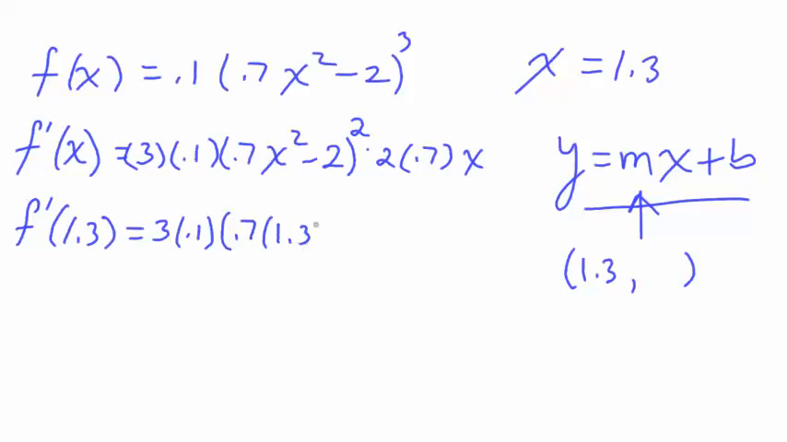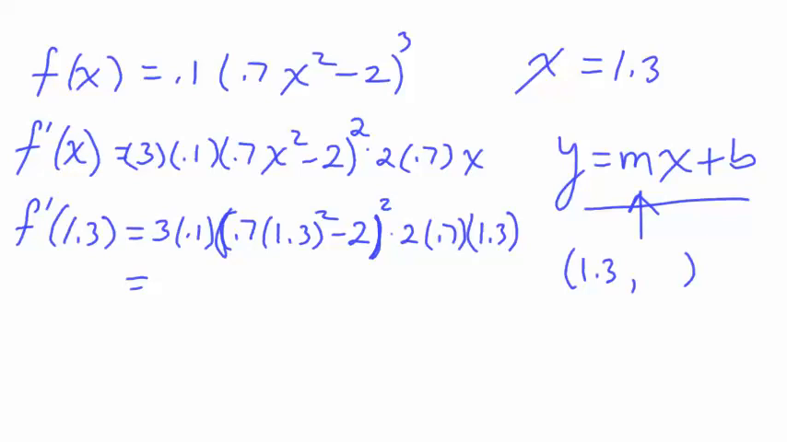What do we got? 1.3 squared minus 2. All of this is in parentheses, want to keep that in mind. That's squared. And then we got 2 times 0.7, and then our x is 1.3. Let's plug all that in, and let's go out. Since our final answer is going to be rounded, we're rounding both m and b to 2 decimal places, so let's just safely go out to 4 or something.